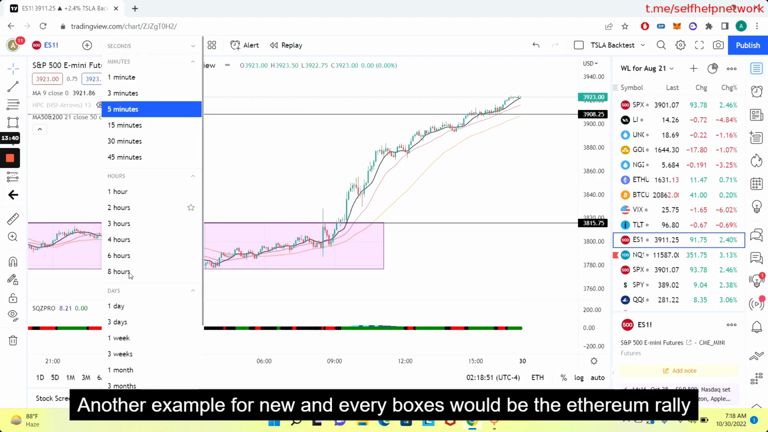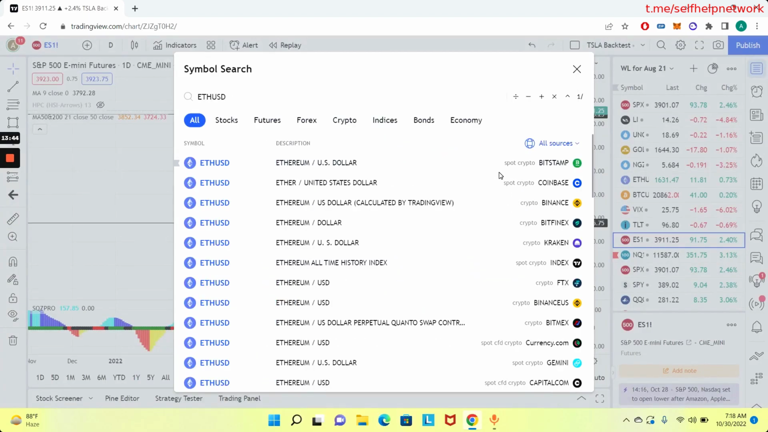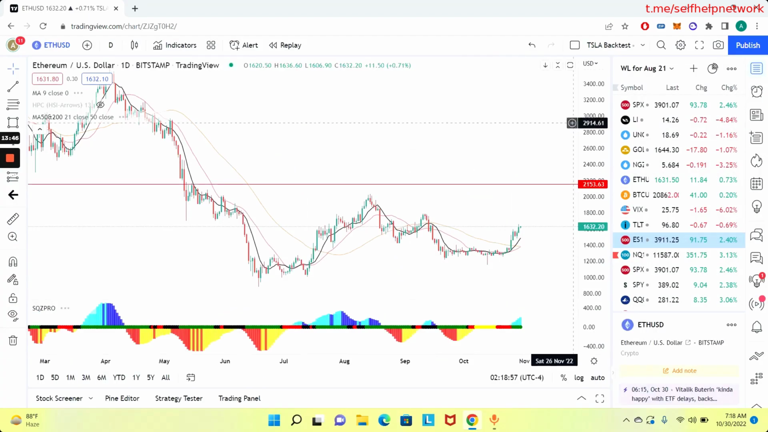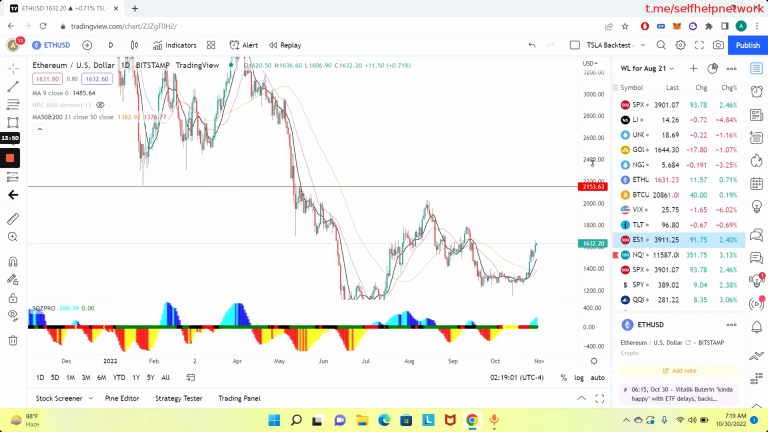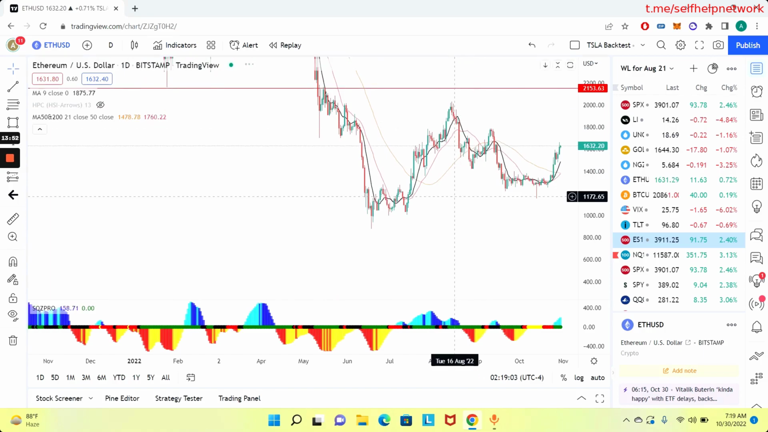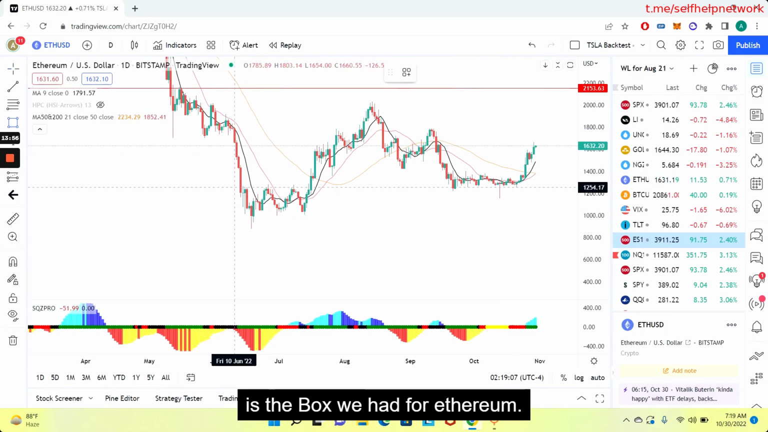Another example of 21 MA boxes would be the Ethereum rally that we saw a couple months ago. All right. So this is the base box. This is the box we had for Ethereum.